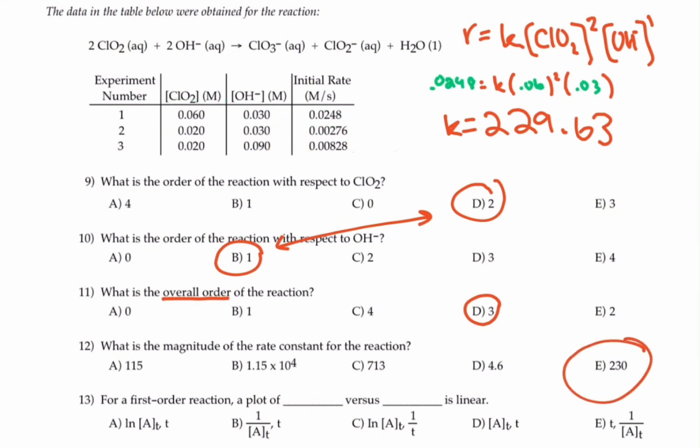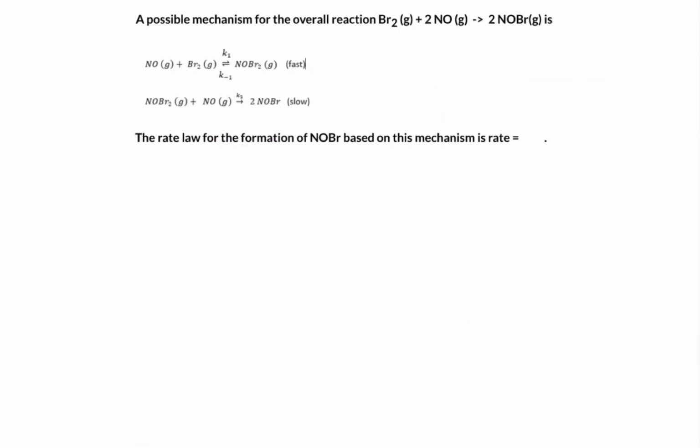Alright, the last question is, for a first order reaction, the plot of blank versus blank is linear. So this you honestly purely have to memorize. It is A, because for first order, the plot is always ln of A on the y-axis versus time. That is linear. Alright, pause for a second to read the next question.